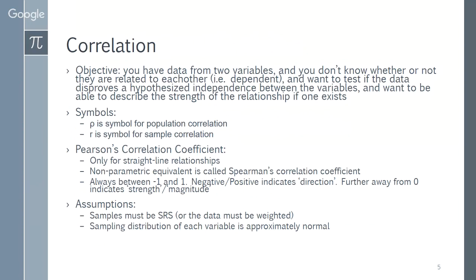So this is correlation. The symbol that we use is the lowercase Greek rho. I know it looks like a P, but that's actually the Greek symbol for rho, and that's the symbol for population correlation.